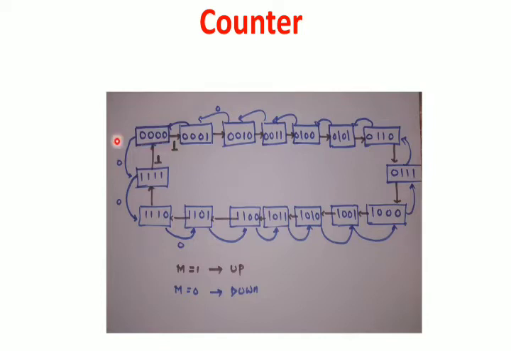In the second case, when the mode signal is 0, it should go in the reverse way. If the first combination is 0 0 0 0 and the mode is 0, it should go to 15, then 14, then 13, and so on, up to the last combination where it moves to the condition 0 0 0 0. It simply indicates that depending upon the control signal, either mode equals 1 or mode equals 0, it can switch to up counting or down counting. So when M is 1, it should go for up counting, and when M equals 0, it should move on to down counting.